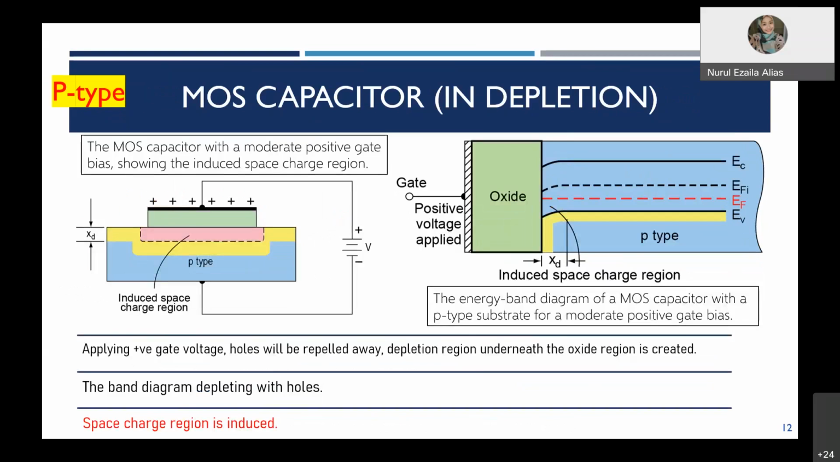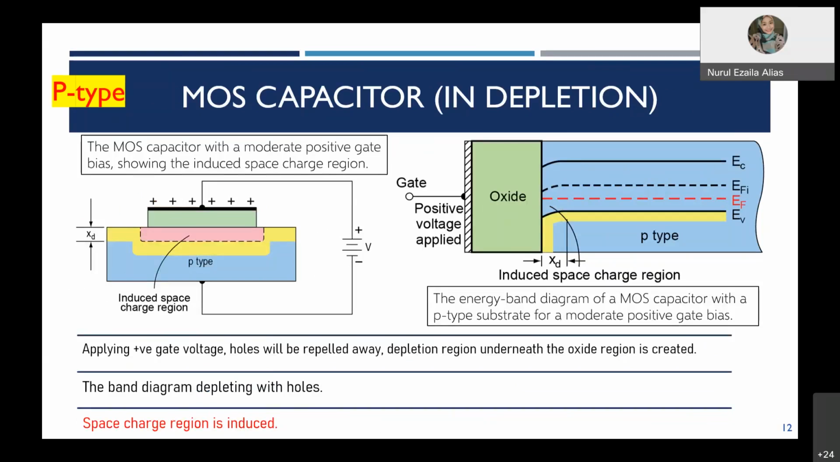So next, like I said, first is accumulation. The second one is when you apply the opposite voltage. From the name itself, it is depletion. So you expect there will be a depleted area. Where? Depleted area underneath the oxide. So let's take a look over here.